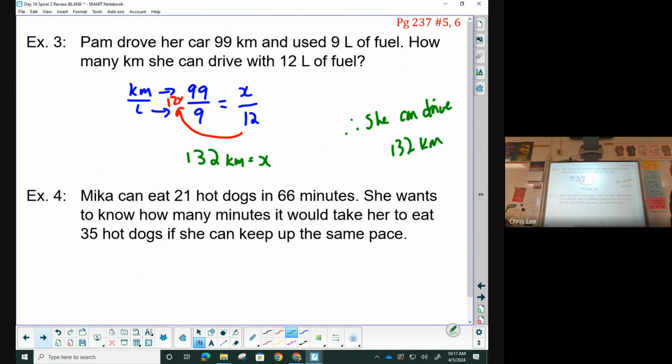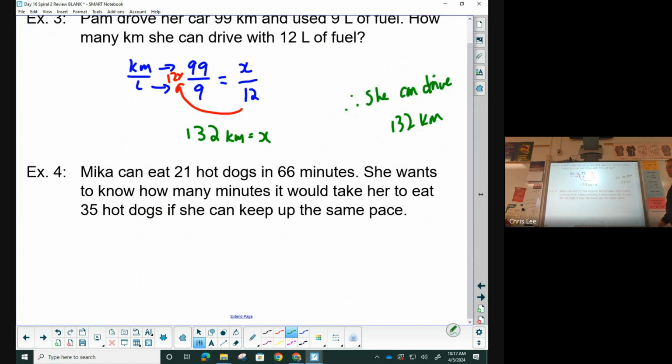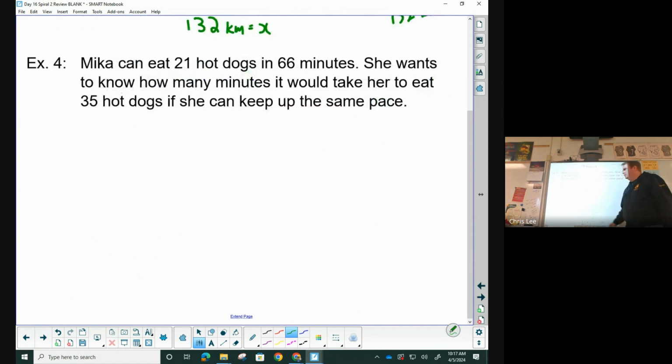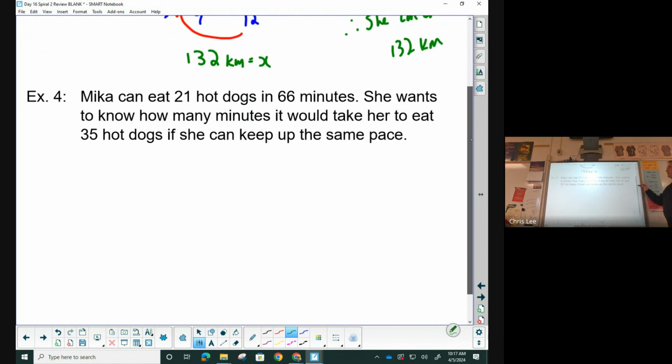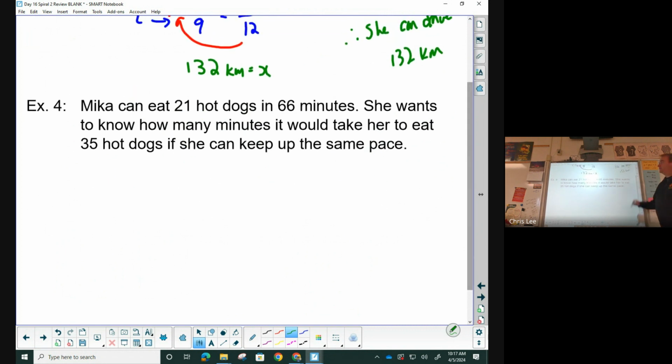Okay, Micah can eat 21 hot dogs in 66 minutes. Yikes. Hot dogs over minutes. You don't even want to know. Could you eat 21 hot dogs in 66 minutes? That's an hour. Could you eat 21 hot dogs in an hour? 100%. Maybe. Double it? You could double it. Joey Chestnut can do 67 of them in 5 minutes.